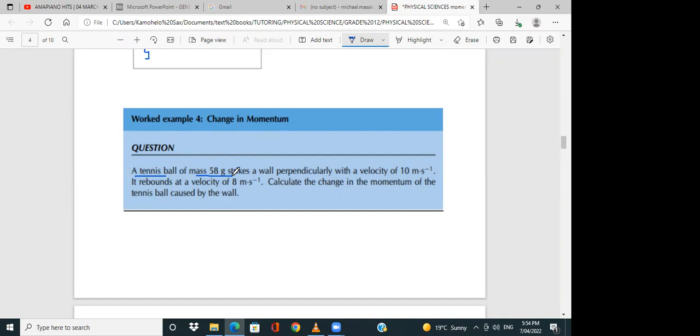58 grams, guys. 58 grams. This is something else, people.